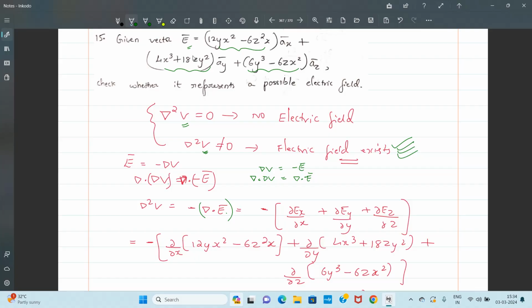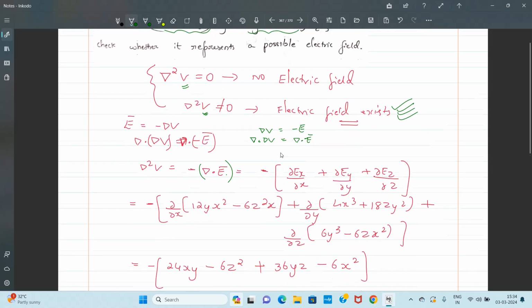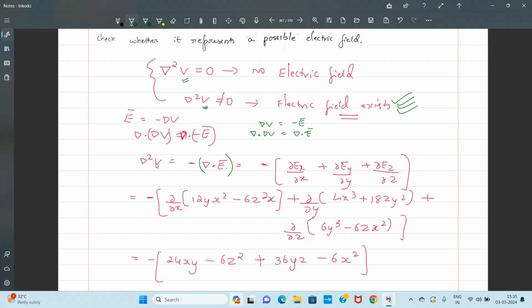But what is given is E, right? So use the relation E is equal to minus del V. Del V will be minus E, right? Minus can be taken to the other side. And on both the sides, I'm taking dot product with del. So del dot del is nothing but del square.